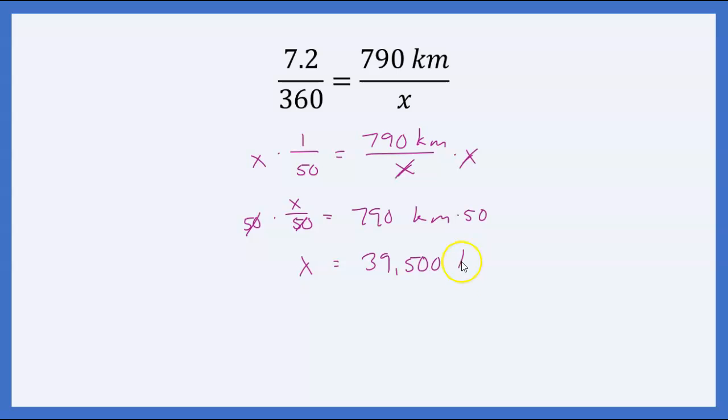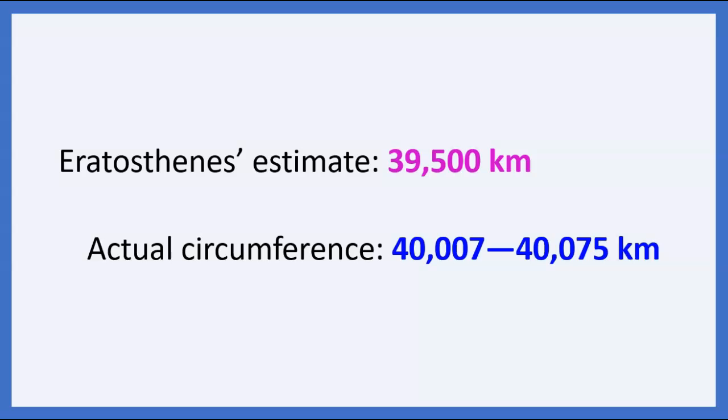39,500 kilometers. That is what Eratosthenes estimated the circumference of the Earth was. Turns out that is only about 500 kilometers short of the actual circumference. It is a very, very close estimate and was achieved incredibly early considering the technology that was available.